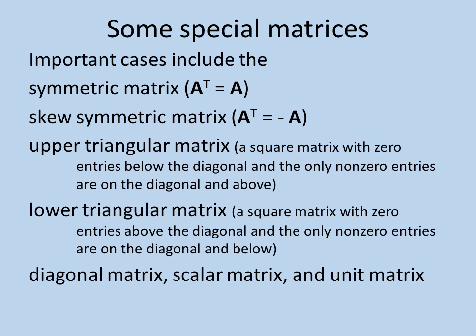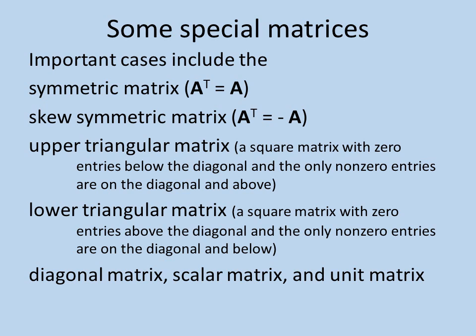We have a number of different special matrices that come up from time to time. Some of these are very useful. One case would be a symmetric matrix. In the case of a symmetric matrix, you'd have the transpose of A being equal to A. So a symmetric matrix is equal to its transpose. A skew symmetric matrix would be defined by A transpose being equal to minus A, and that sometimes occurs in some applications.